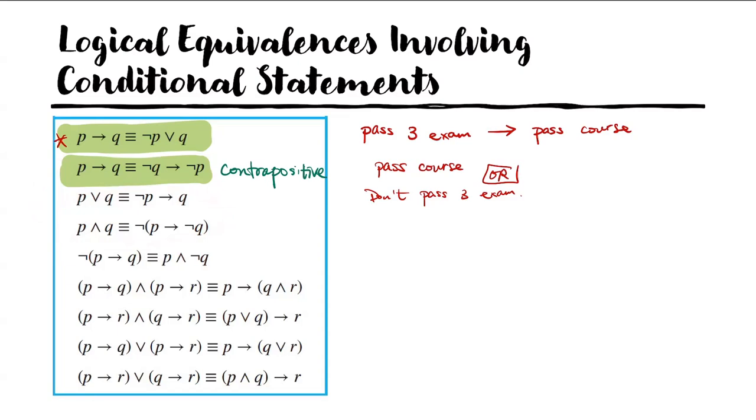And to negate P implies Q, this is the same as saying P and not Q. This is something we showed last class, the negation of P implies Q. So this is also important. Because the only time P implies Q is false is when P is true but Q is false. So we have P and not Q. That's the only time P implies Q is false, which means this is the same as negating P implies Q.